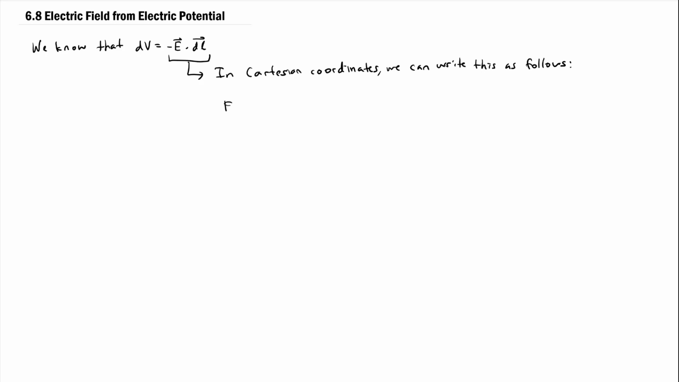We know that E is going to be equal to the component of E in the x direction, some component of E in the y direction, some component of E in the z direction. We also know that dl can be broken down into its components too, so a certain distance traveled in the x direction, y direction, and z direction.